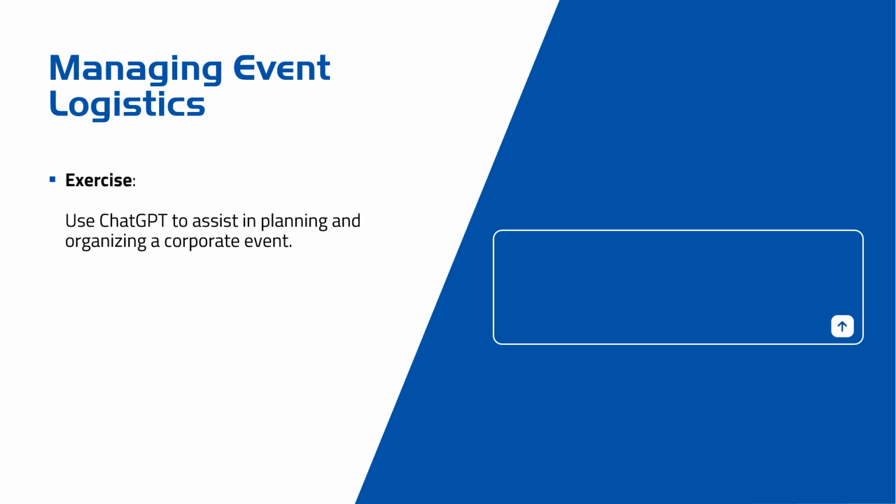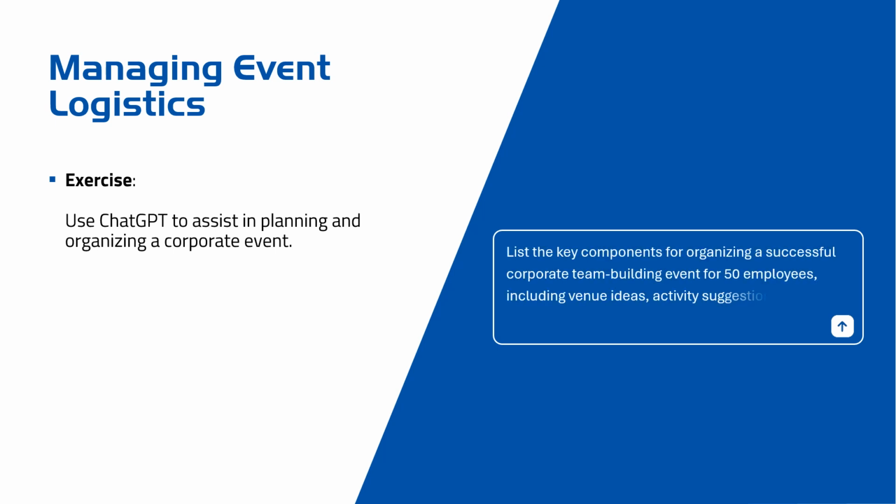Now let's try using ChatGPT to assist in planning and organizing a corporate event. So we're going to use the prompt, list the key components for organizing a successful corporate team building event for 50 employees, including venue ideas, activity suggestions, and catering options.